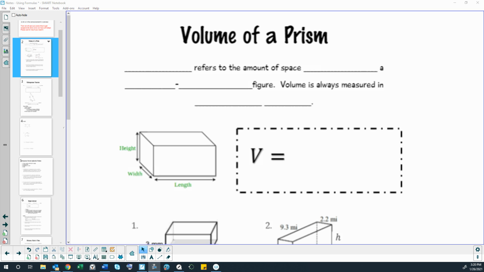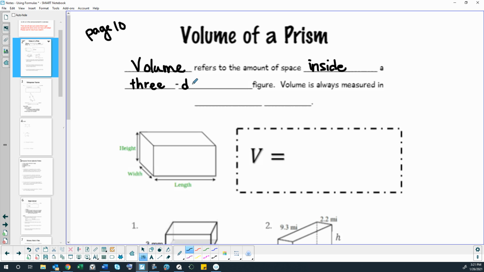Here we have our note packet, page 10, volume of a prism. This is on page 10. Okay, volume refers to the amount of space inside, so far it sounds like area, right? Inside a three-dimensional figure. So when we talked about area, it was a two-dimensional figure. This is three-dimensional.